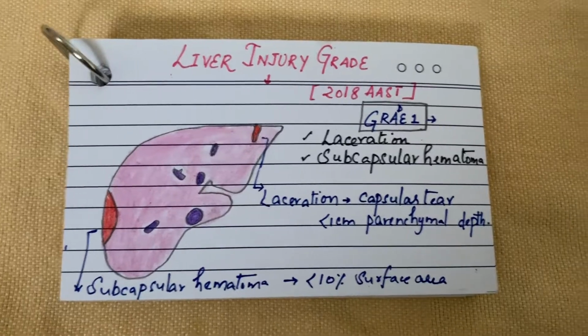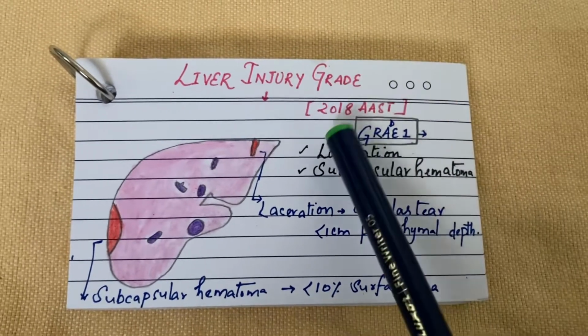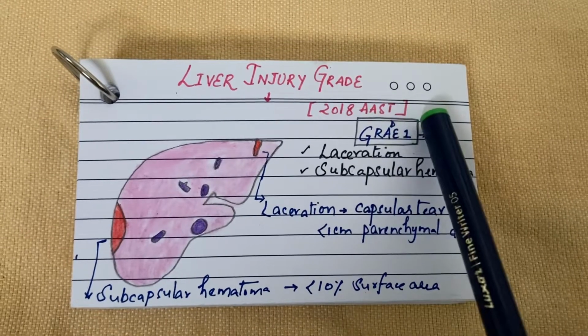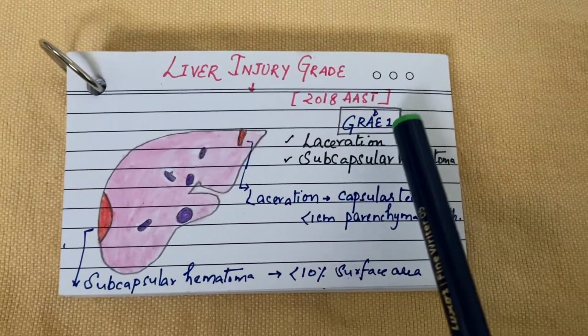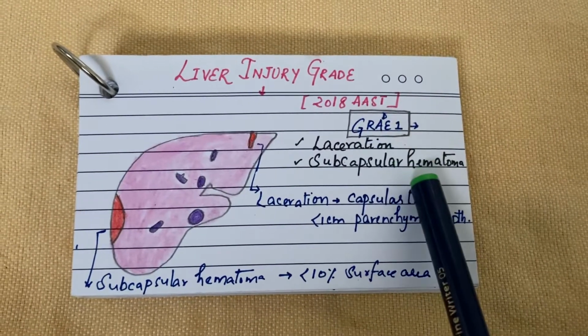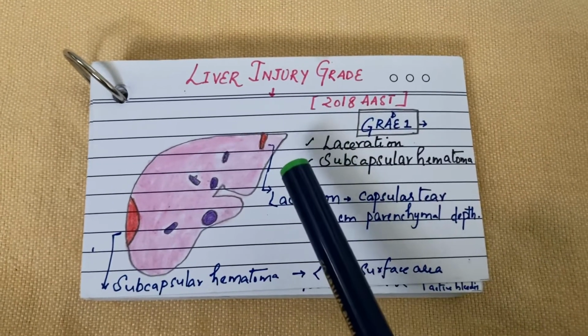Hi everybody, today we'll be discussing liver injury grades according to the revised 2018 American Association for the Surgery of Trauma Liver Injury Scale. We have 5 grades. First, grade 1. Each grade is divided into laceration and hematoma. In the 2018 revised edition, they have included vascular injury also.